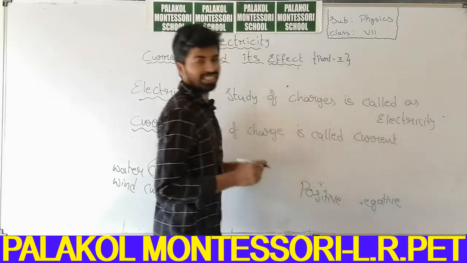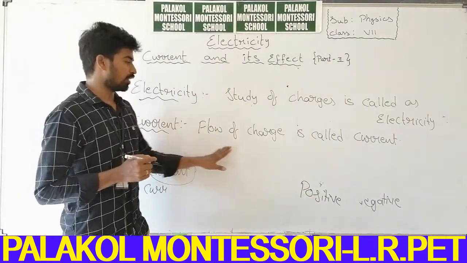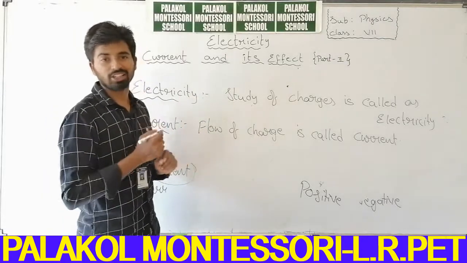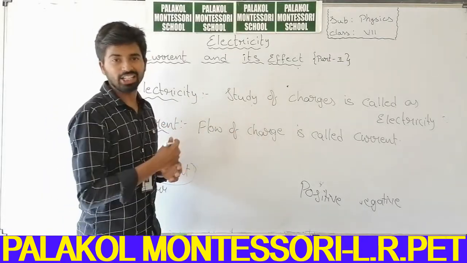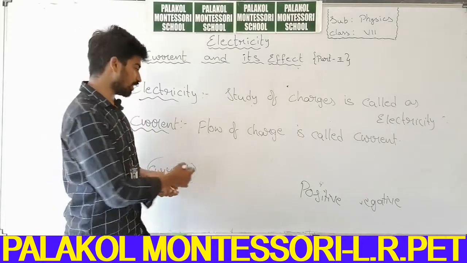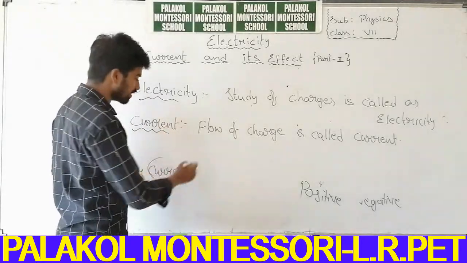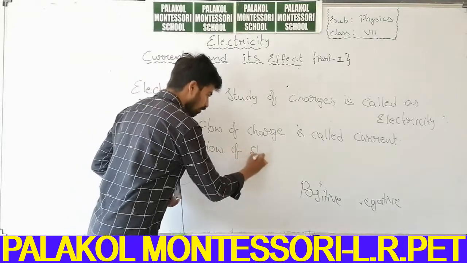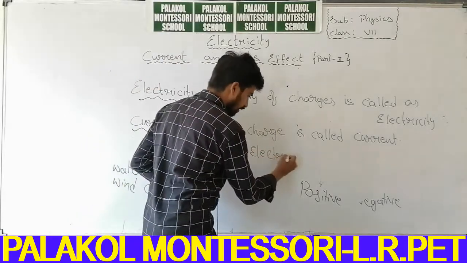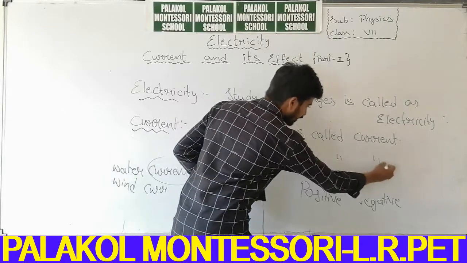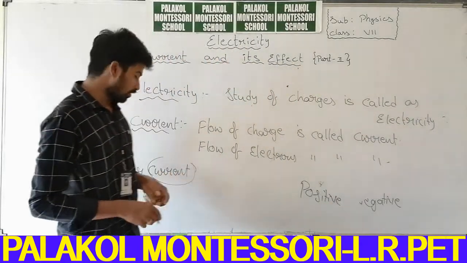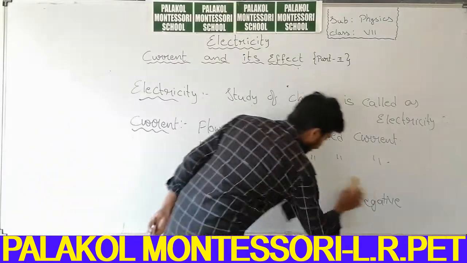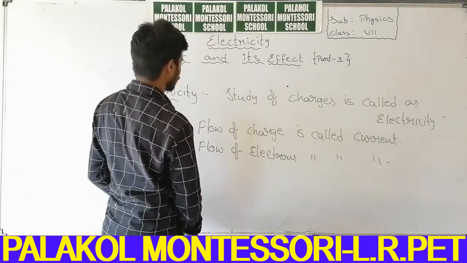Especially in the electric wires, electrons will flow. Electrons will move from one end of the battery to the other end. So you can also define current as the flow of electrons, because in the wires, electrons will move.